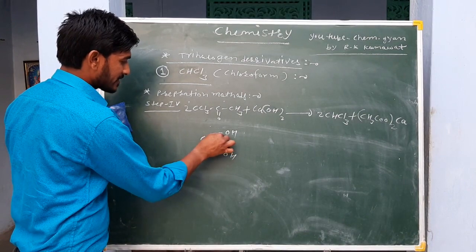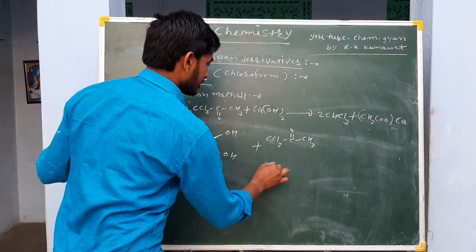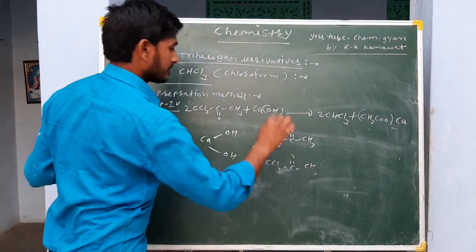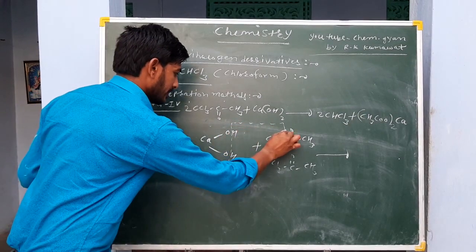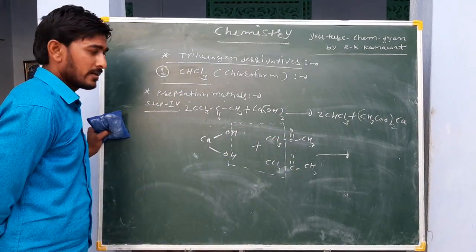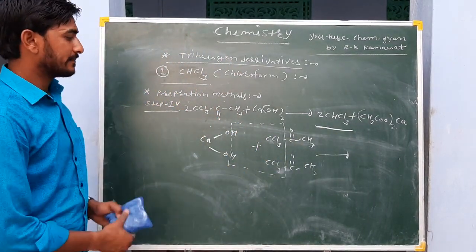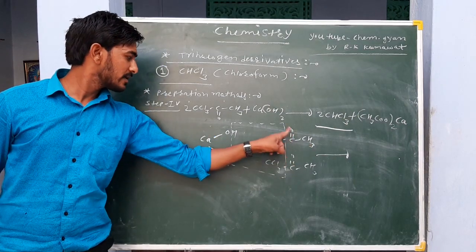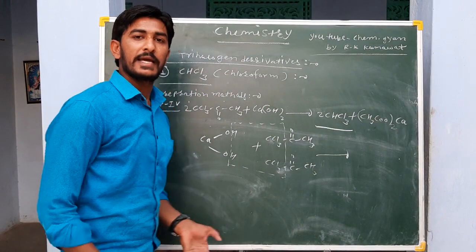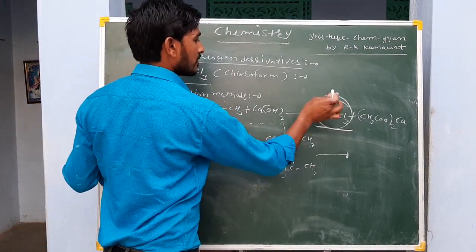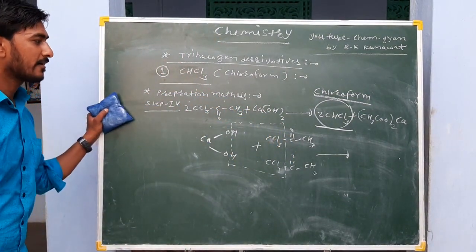Ca(OH)2 and OH are written in this way, calcium hydroxide and trichloroacetone are written, and the bond dissociates. 2 CHCl3 chloroform molecules are removed, and Ca, calcium, with CH3C double bond O, which means acetate, means calcium acetate, is removed in the last step, and the product formed is chloroform.